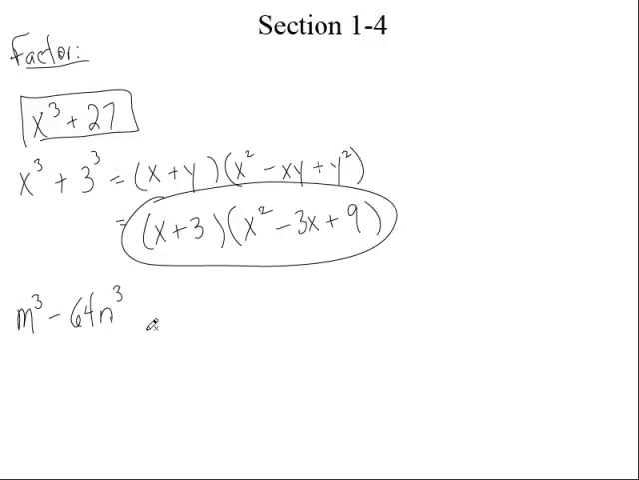First of all, let's look at it and see if it actually is a difference of two cubes. This is easy to see. Is something being cubed here? Yeah, m is, right? Easy. What about the n? Is something being cubed? Yeah, n's being cubed. What about 64?